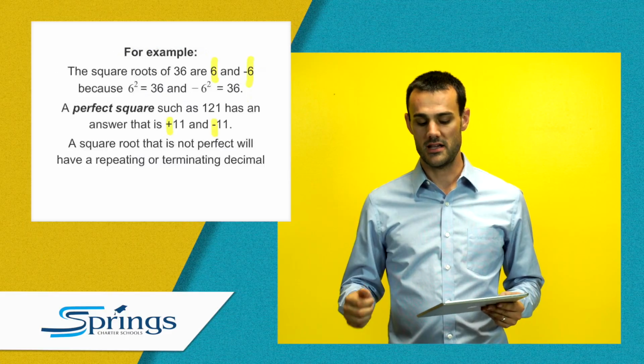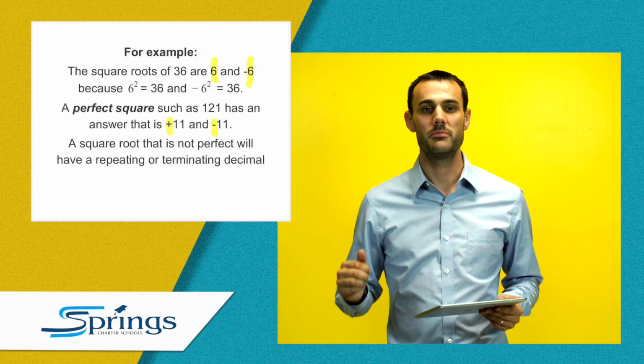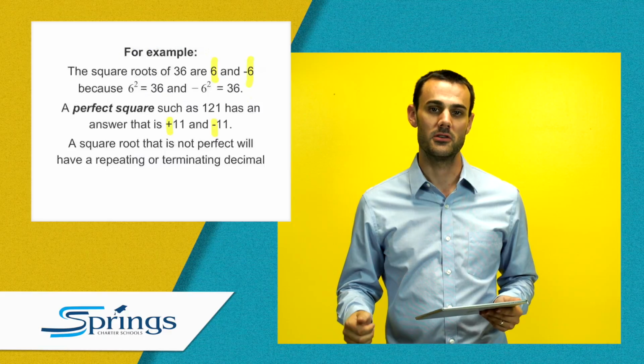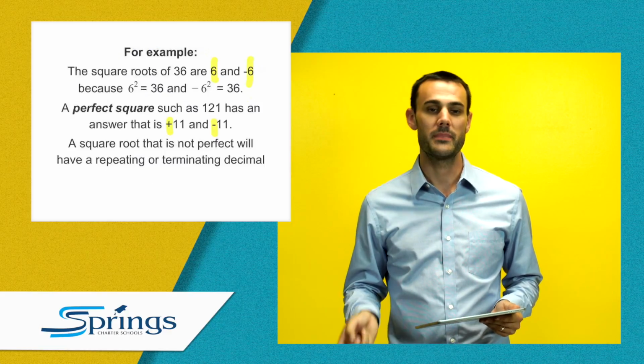If a square root is not a perfect square, it will have a repeating decimal or a terminating decimal, which we talked about those two topics back in Chapter 1.